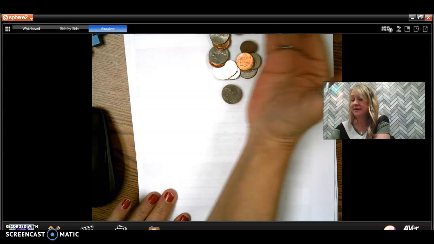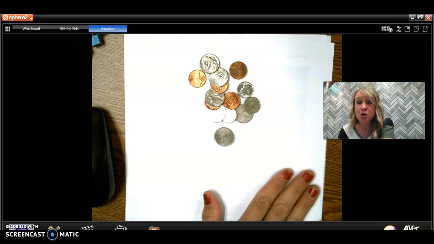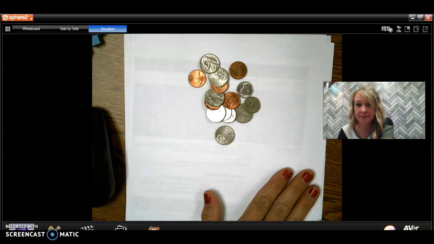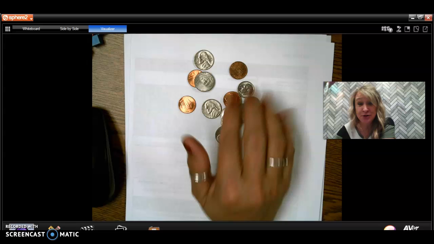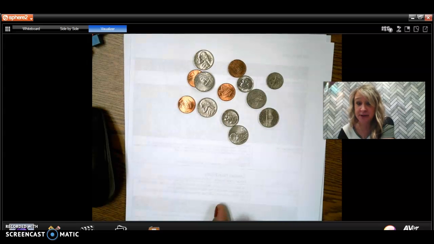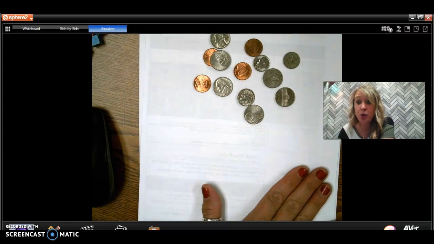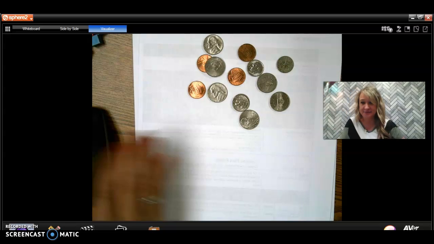What do you think's in my hands? Money! More money I found in my pocket today. I wonder if this is going to be enough for a Dr. Pepper. So I'm sure going to want a Dr. Pepper later. Let's go see what else we're doing today, and then we'll come back and count my money.